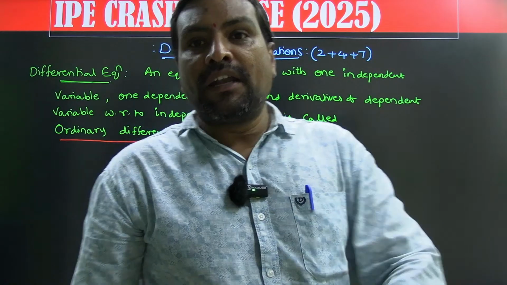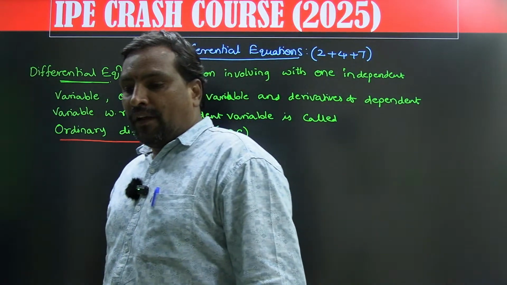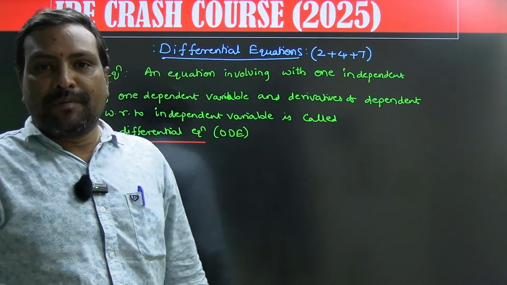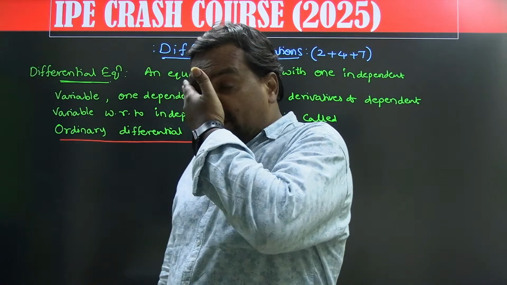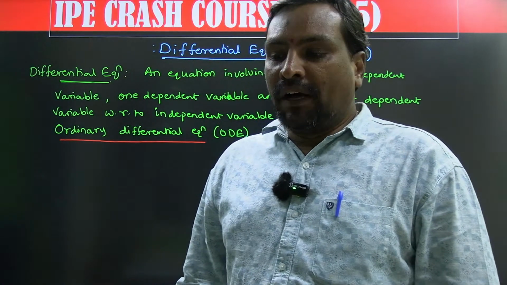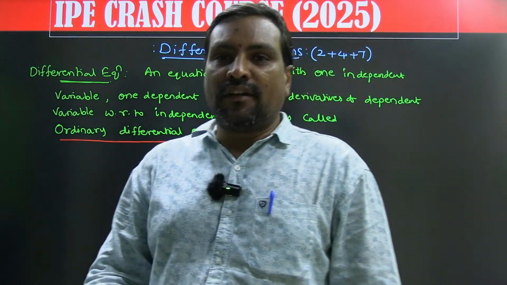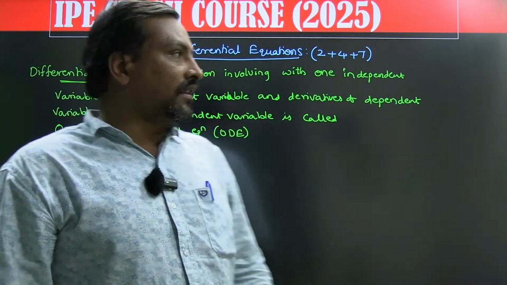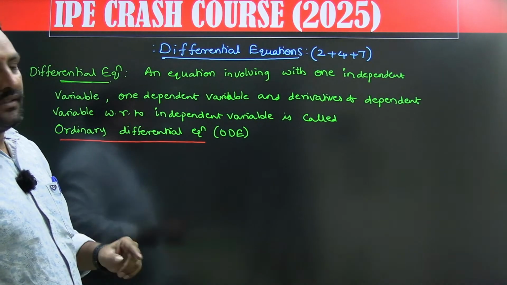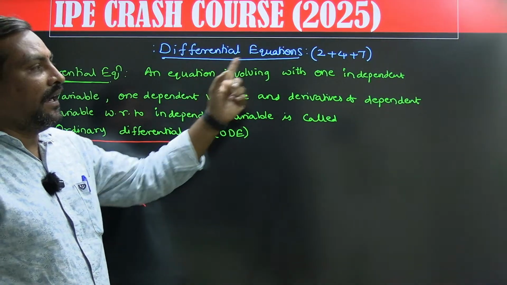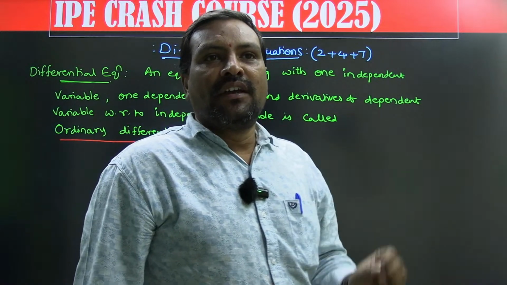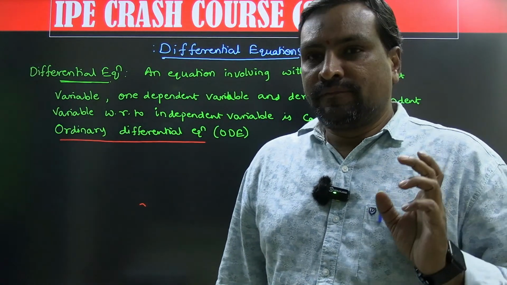Compulsory one dependent variable, one independent variable, and derivatives of dependent variable with respect to the independent variable. We are calling it the ordinary differential equation. We have another one, partial differential equation, but it is not in our syllabus. Just here the change: only one dependent variable and one or more independent variables.